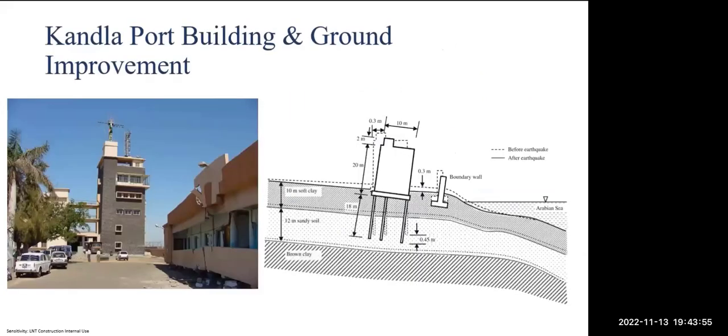One of the classical cases from the Indian point of view is the Kandla port building and ground improvement. I'm not going into deep discussion in this session. When we start the lectures, we will see the detailed discussion about this Kandla port building, and how after the Bhuj earthquake in 2001, this building became one of the classical cases of ground improvement.